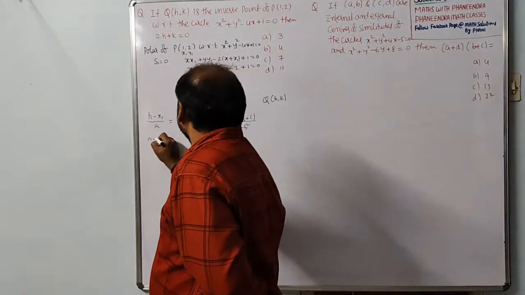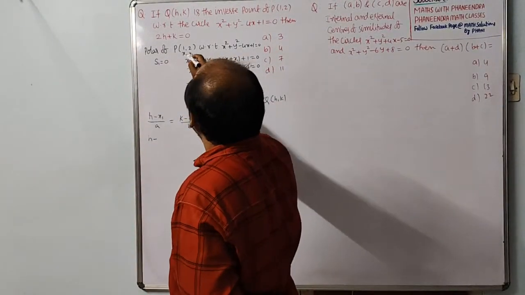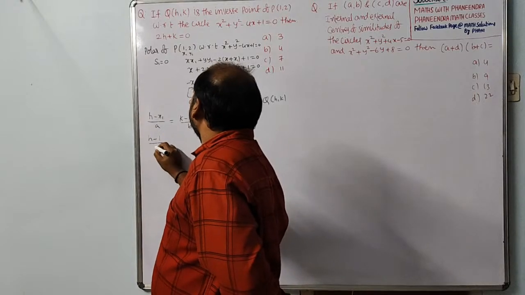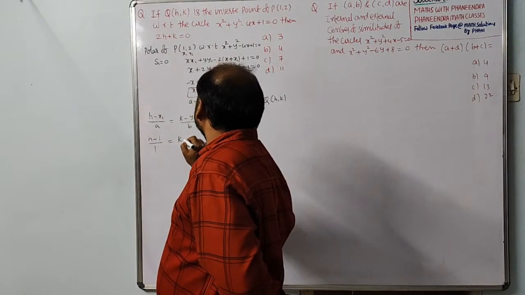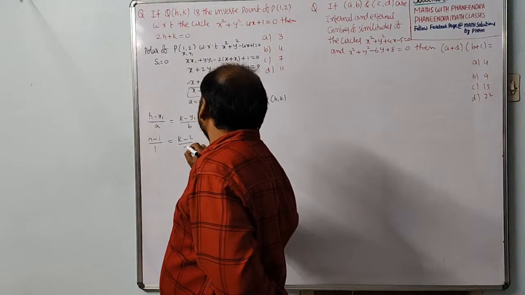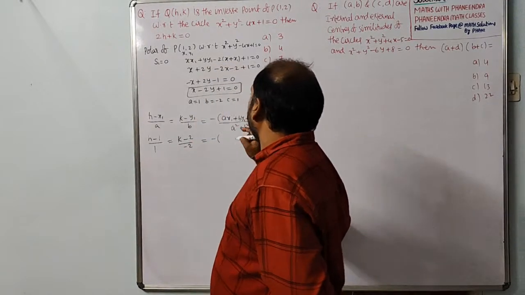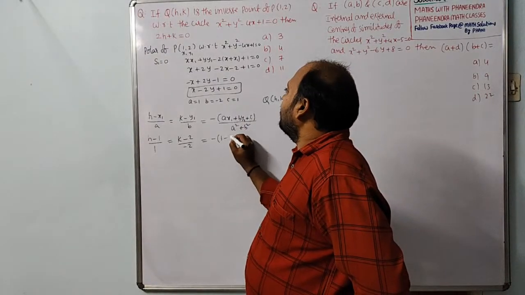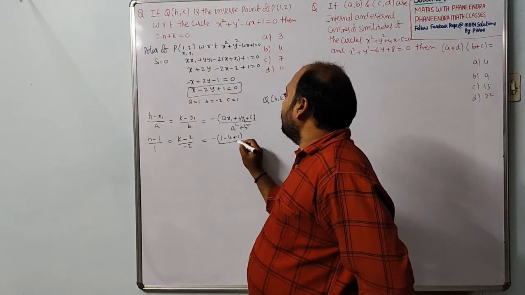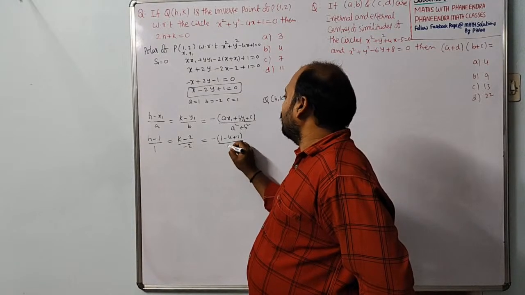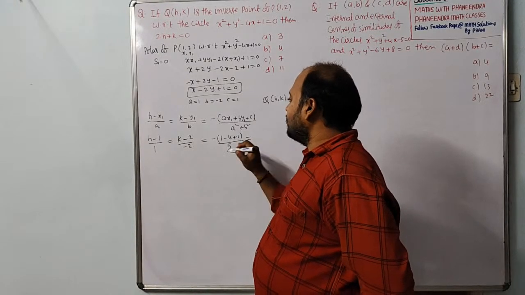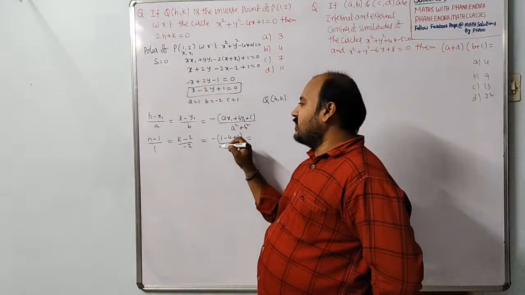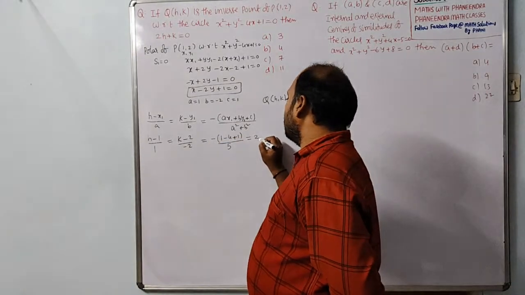So h minus x1 value. x1 value is 1 comma 2 only, no? 1 by a value is 1. K minus 2 by b value minus 2, equals minus of, in place of x and y substitute 1 comma 2. So 1 minus 4 plus 1 divided by a square plus b square. So 1 plus 4 is 5. Which is equal to minus 4 plus 2 is minus 2. Minus 2 into minus is plus 2 by 5.